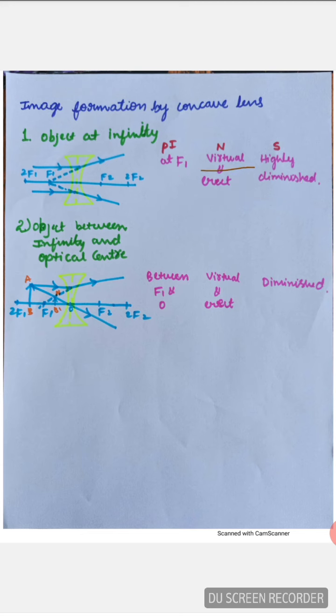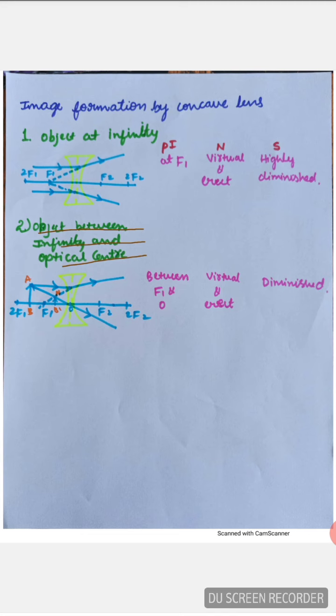Next case, when we place the object between infinity and optical center, this case is constant. If we place the object at 2f1 or beyond 2f1 or between 2f1 and f1 or between f1 and o, we will get the image at the same point, and the nature of the image will be the same, and the size of the image also will be the same. That is why we will consider only one case, that is we will place the object between infinity and optical center.